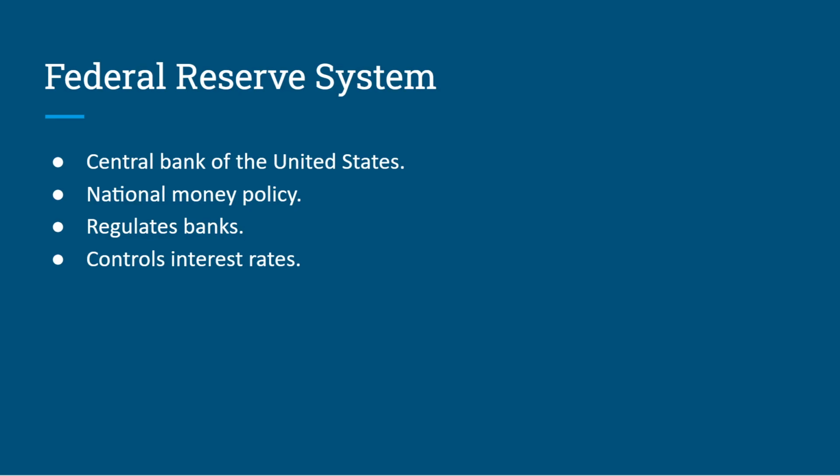The Federal Reserve System is the central bank of the United States. They control our national money policies, and they also regulate the banks. They also control interest rates, and just recently we saw they raised the interest rates on home loans as an attempt to curb inflation. So we'll see how that plays out.